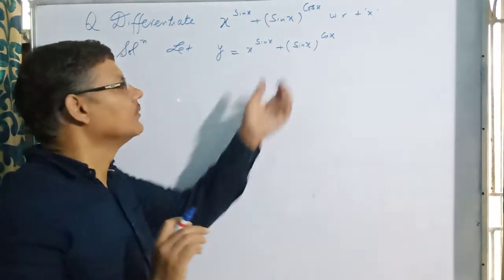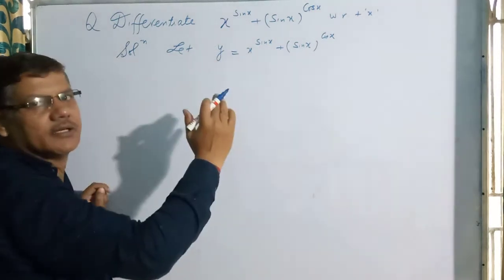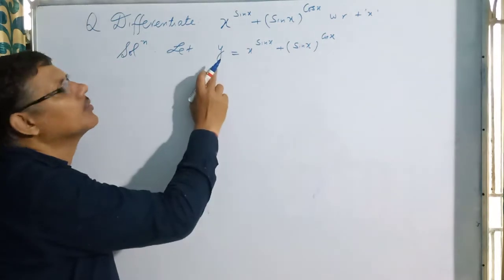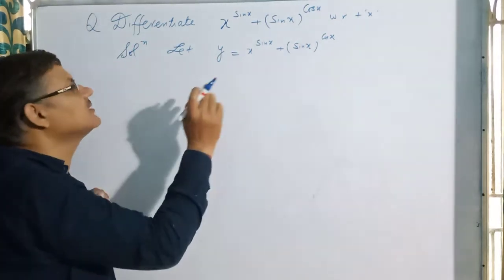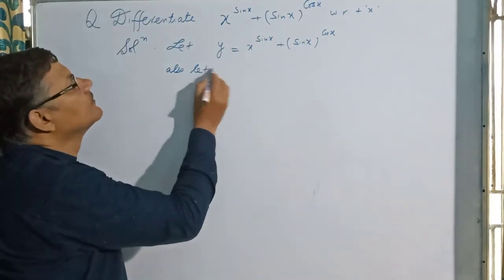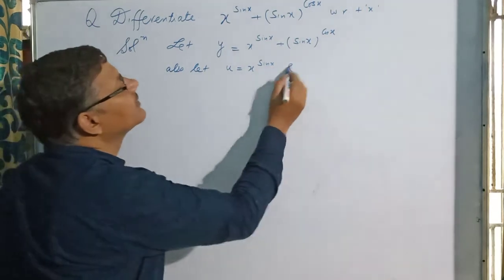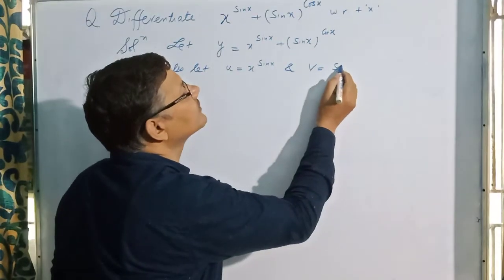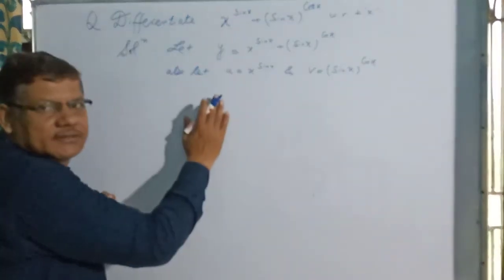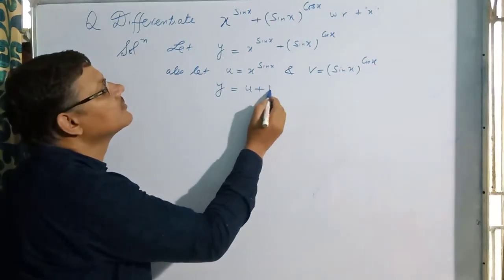So first we take it as u and v, then we try to get du by dx and dv by dx, and when we combine them, we are able to get dy by dx. So this is about the process. Now we also let u equal to x to the power sin x and v equal to sin x to the power cos x. With this substitution, our function becomes u plus v.